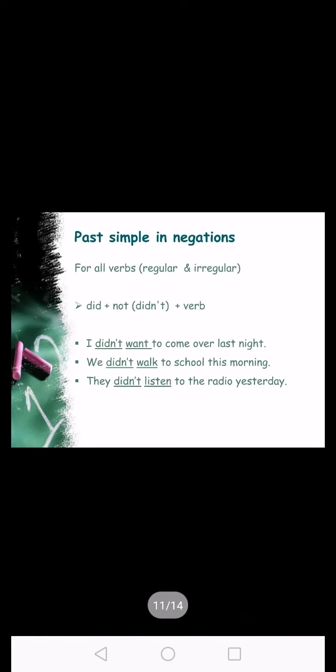Past simple in negations or negatives. For all verbs, regular and irregular, did plus not plus the verb in its base form. I didn't want to come over last night. We didn't walk to school this morning. They didn't listen to the radio yesterday.